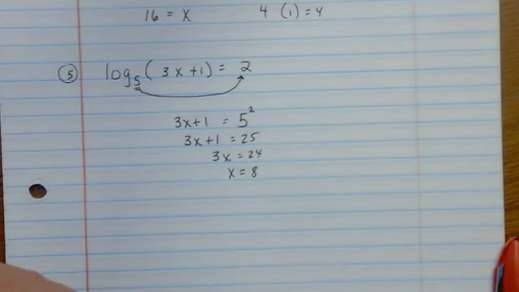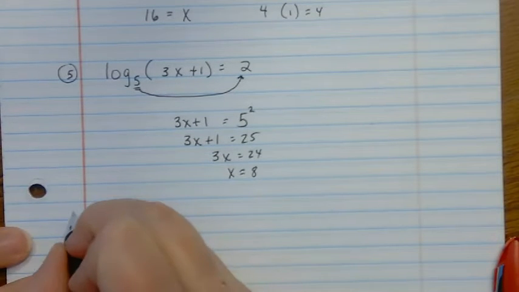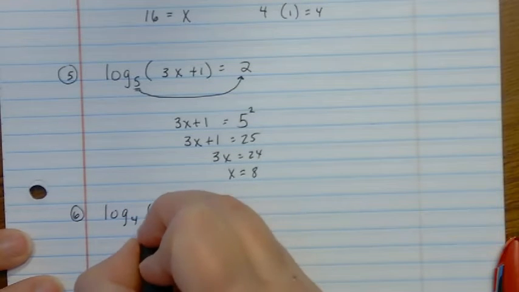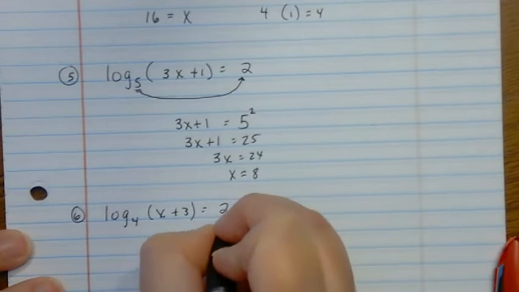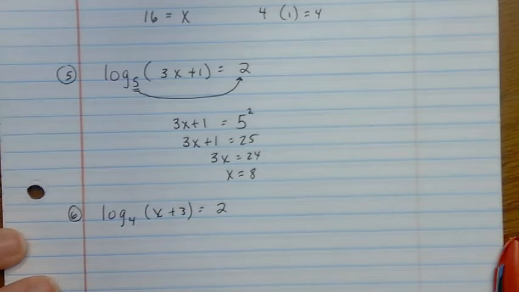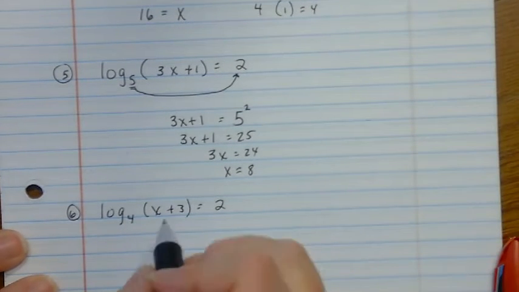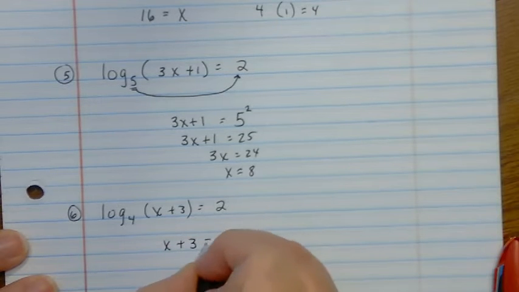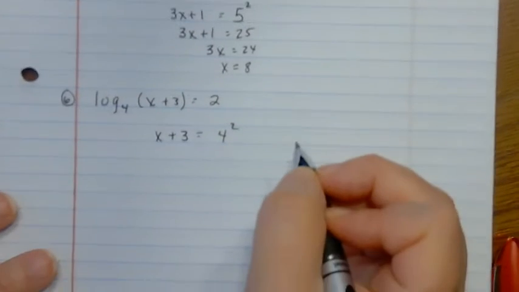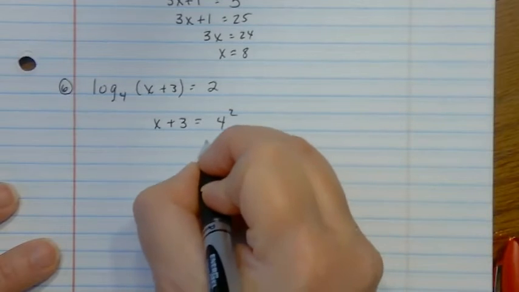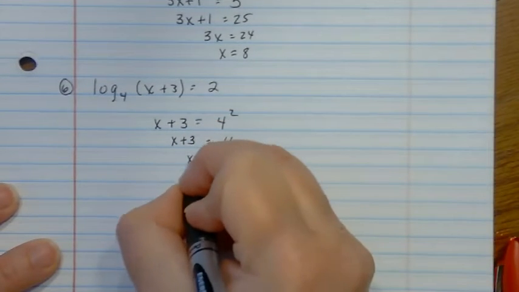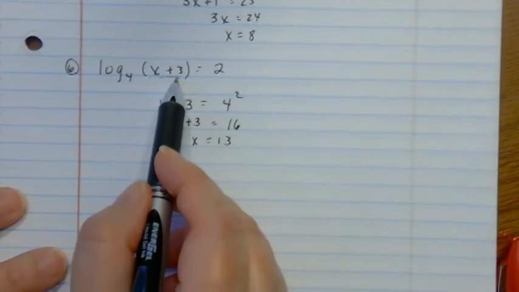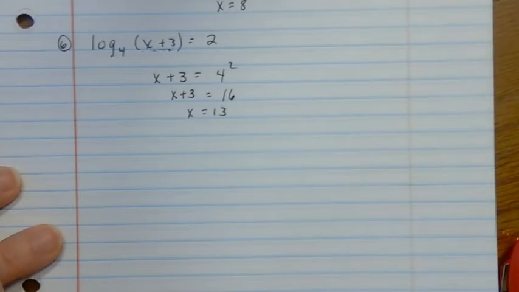Here's the next example. Again, you may want to start pausing, trying these. Log base 4 of x plus 3 equals 2. So I'm going to start by, since it's a logarithm, turning it into an exponent. So x plus 3 equals 4 to the second power. And 4 to the second power is 16. So x equals 13. And if I put 13 in here, that's good, because I would make a positive 16 in that spot, and that's fine.